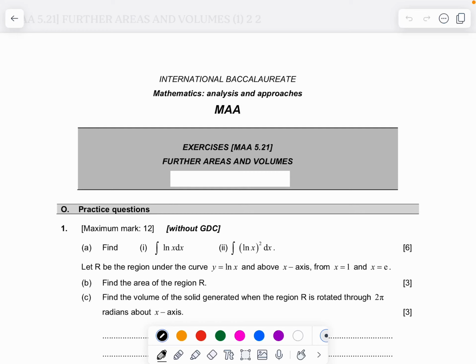This is a video based upon volume and areas for the integration from AAHL. So let's try to solve the questions now.